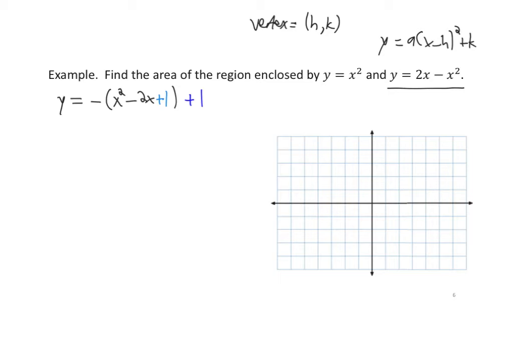And what that will do is allow us to factor what's in the parentheses here, because this is a perfect square trinomial now. And so we have that y equals negative (x minus 1) squared plus 1, which means it's a standard parabola, except it's shifted to the right one. It's reflected across the x-axis, so it's opening down, and then it's shifted up 1.